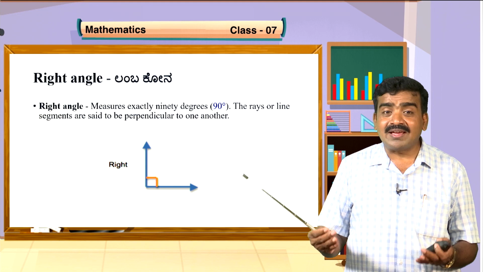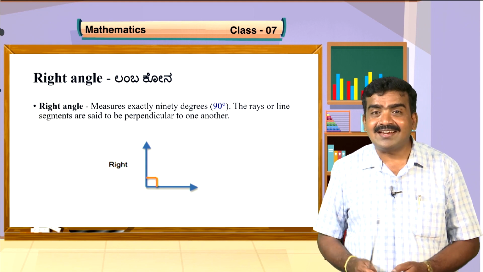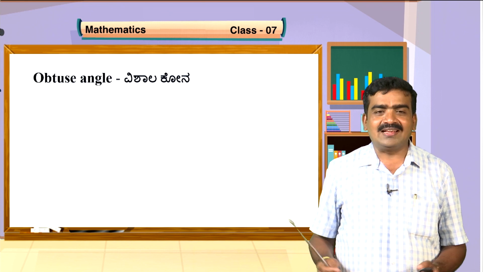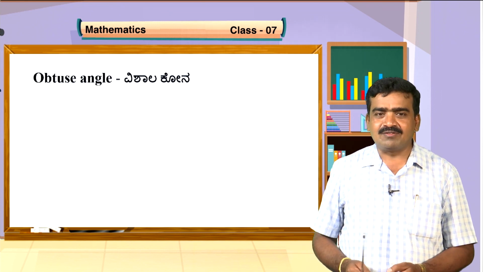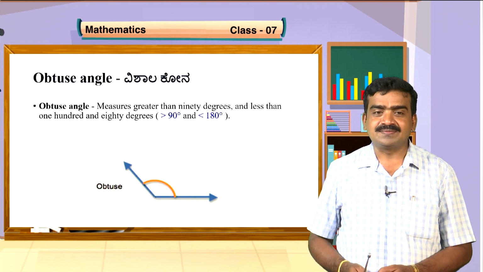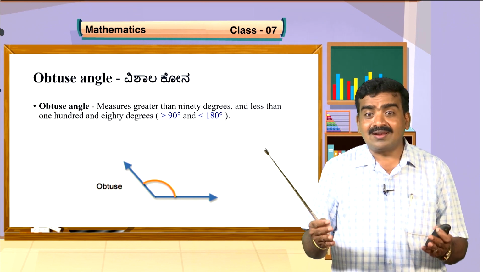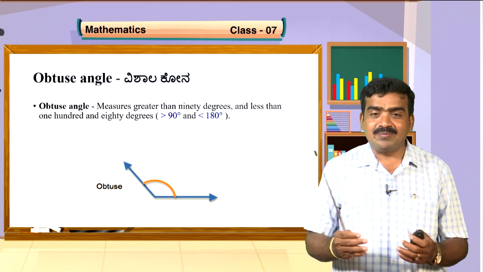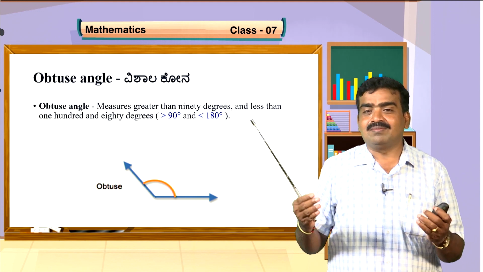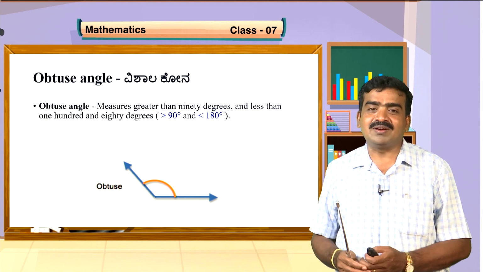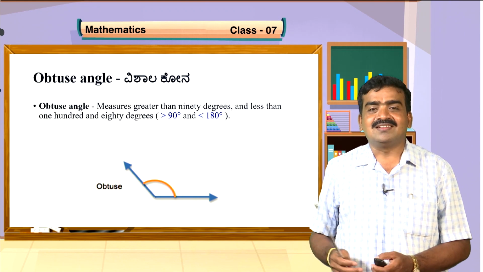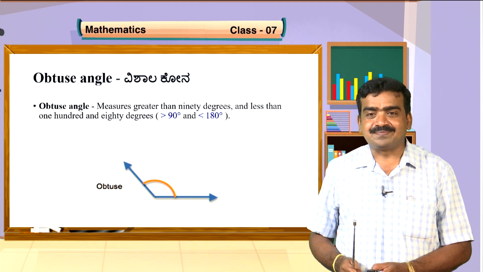What is the name of the angle which is more than 90 degree and less than 180 degree? You are absolutely correct. It is obtuse angle, what we call vishala kona. I hope you are all writing these things. Please write down. It is very important to learn more concepts of geometry, and these help us to understand geometrical concepts very easily.